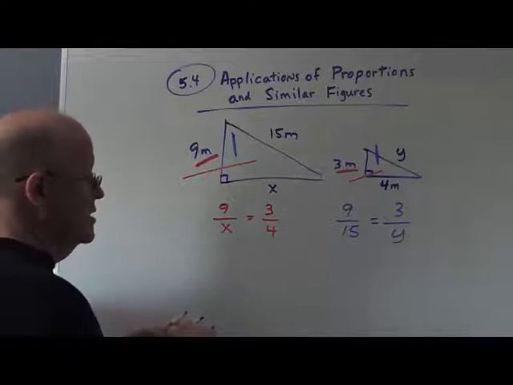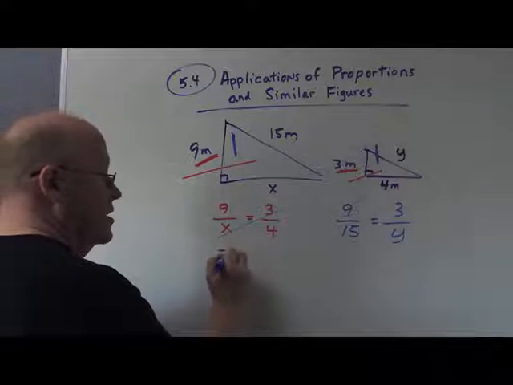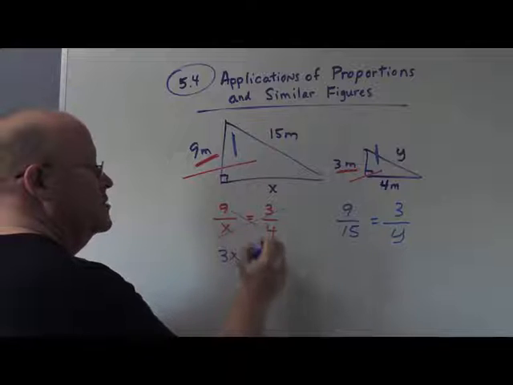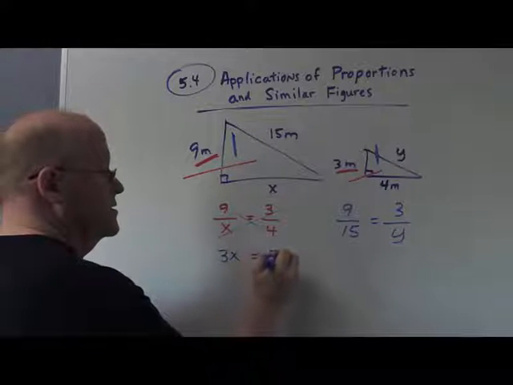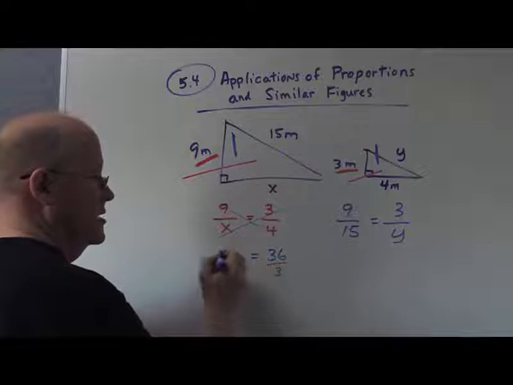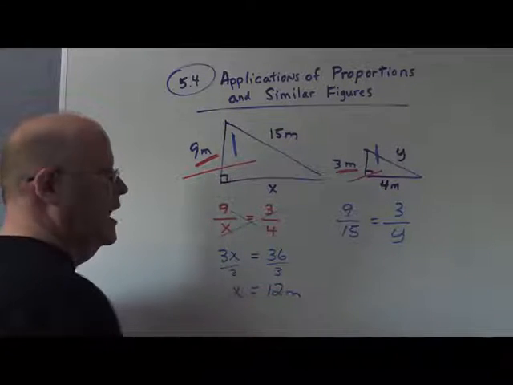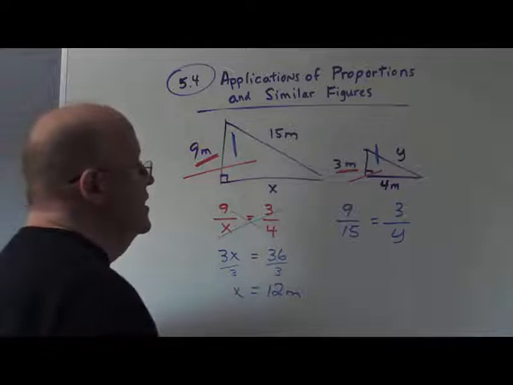In this first one, I'm going to cross multiply. The diagonal with the x in it has a product of 3x. And the other diagonal, 9 times 4, is 36. And if we divide each side of that equation by 3, the 3's cancel and we get x is equal to 12 meters. And that's our value of x.